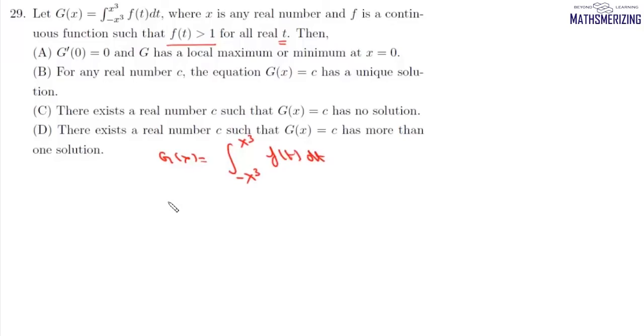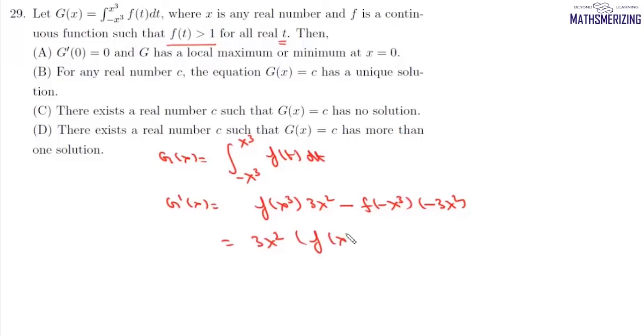f(t) dt. Now we can find g dash x, and g dash x will be f(x cube) into 3x square, and then minus f(minus x cube) into minus 3x square. Now here we can take 3x square common. We'll get f(x cube) plus f(minus x cube).